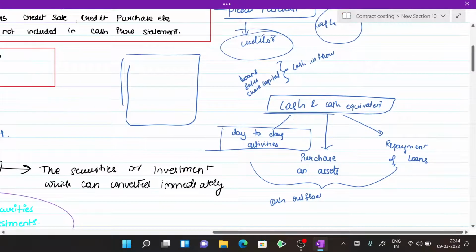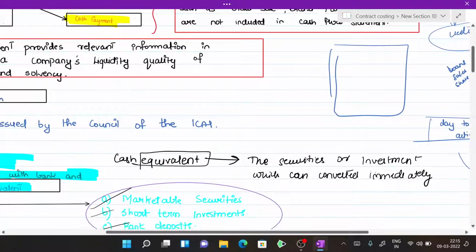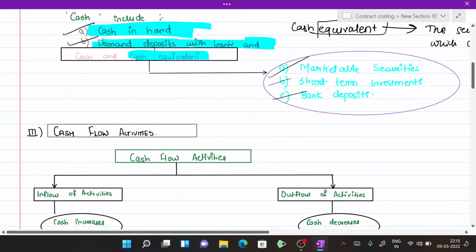Right? Now if we see here, we include this cash and cash equivalent in a diversified manner, that is we use for day-to-day activities, we use for purchase of assets, we use for repayment of loan. Here, by seeing the nature of the payments and nature of the receipts, the cash flow statement, that is AS3, has given us a format for the activities which the cash flow statement covers. So let us go into the activities, cash flow activities.